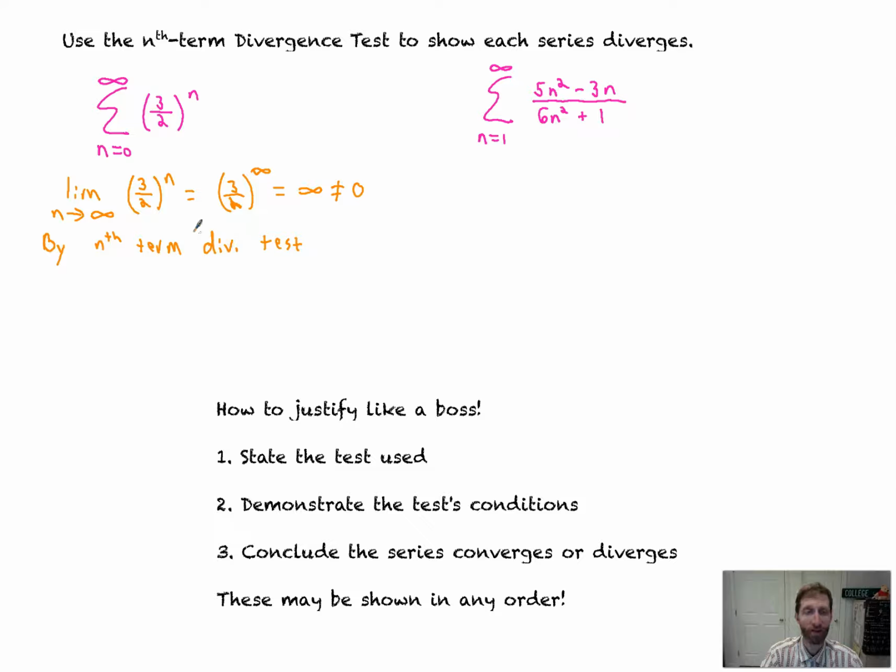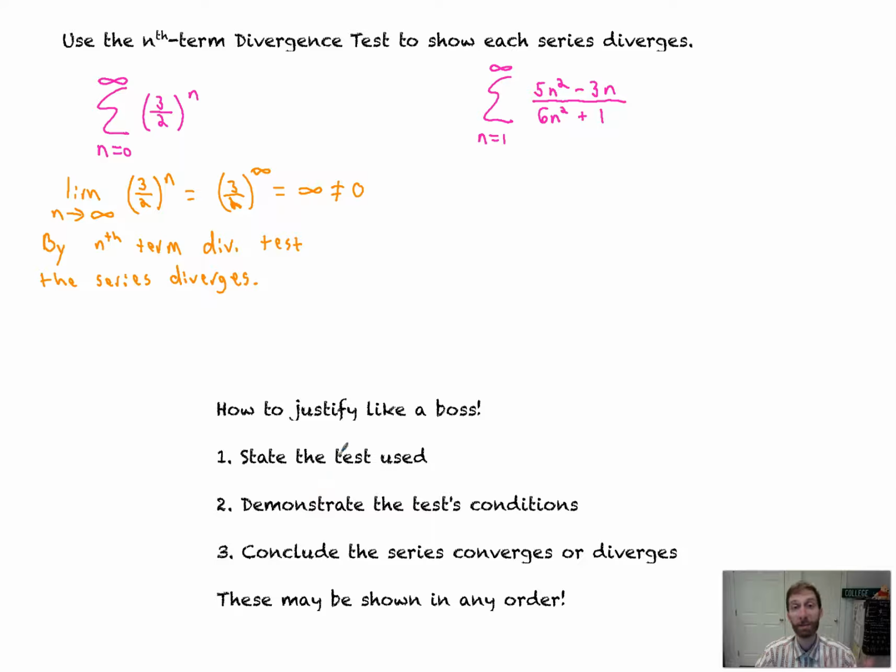Just saving you the awfulness of having to watch me write the whole thing. By the nth term divergence test, this series diverges. And with this justification, you've got all three of the components that you need, in any order. When you justify formally, you need three pieces.